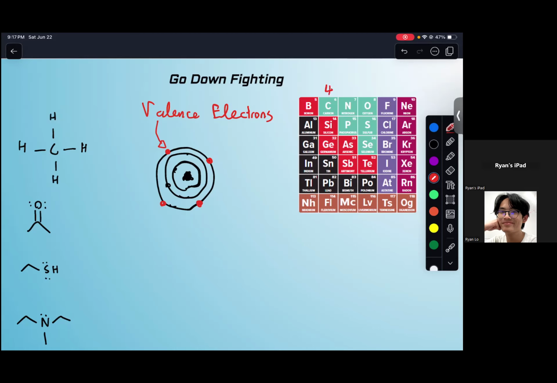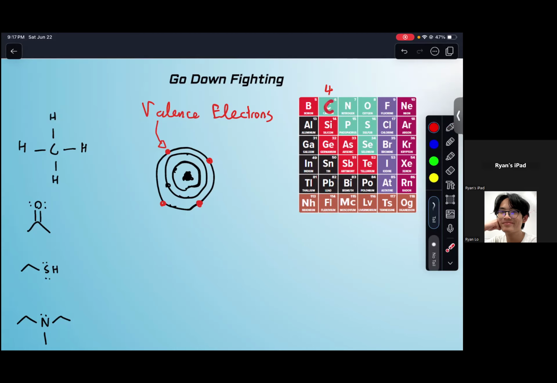Starting off with the most important element that you'll encounter, carbon. Carbon has 4 valence electrons. The neat thing about chemistry and the way the periodic table is set up is that once you know the valence electron count for one atom, every single atom in that column has the same valence electron count.